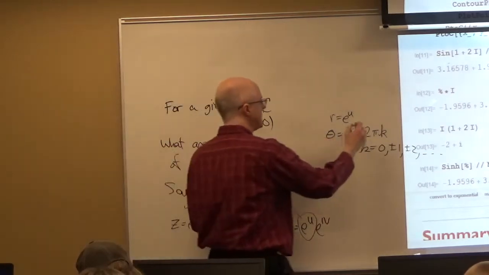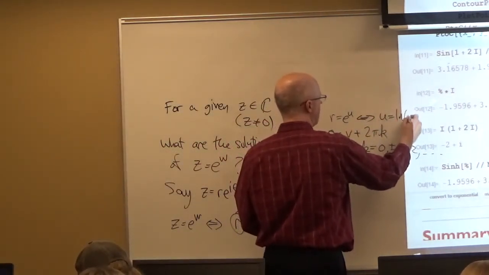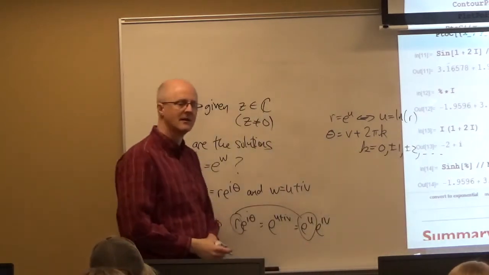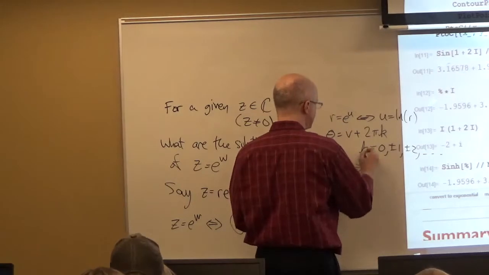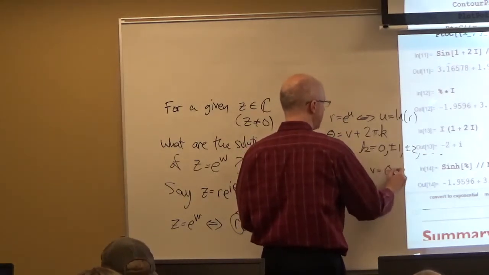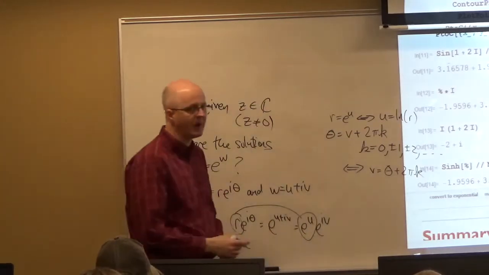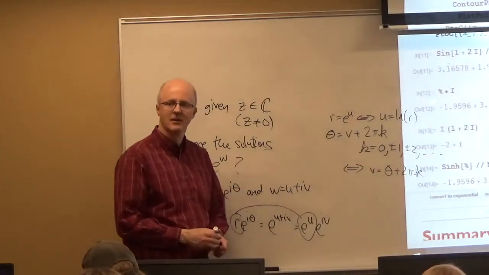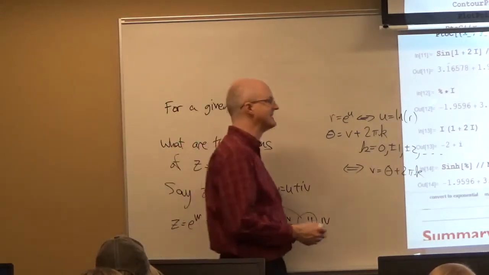Well, this equation means u must be the natural log of r. And this equation is equivalent to v equaling theta plus 2 pi k. And I could write minus 2 pi k as well, but I'll go ahead and write plus 2 pi k, since k is any integer.